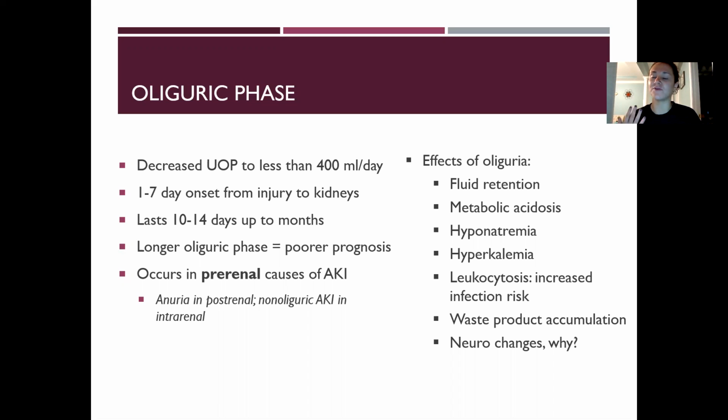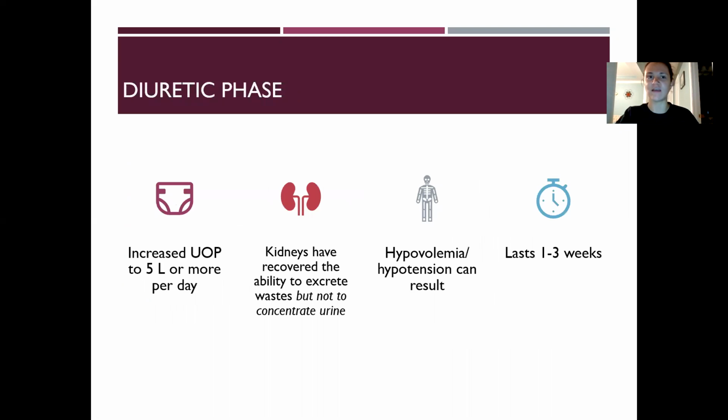If the kidneys are not able to excrete nitrogenous waste products, then we're going to be retaining them. And if they accumulate, it can lead to neuro changes. Another thing that can lead to neuro changes, as we talked about in class today, is these electrolyte imbalances, especially sodium. Sodium can most certainly cause neurological abnormalities from confusion, altered mental status, agitation, combativeness, all the way to seizure and coma. So these can definitely be issues that we see with our patients in the oliguric phase.